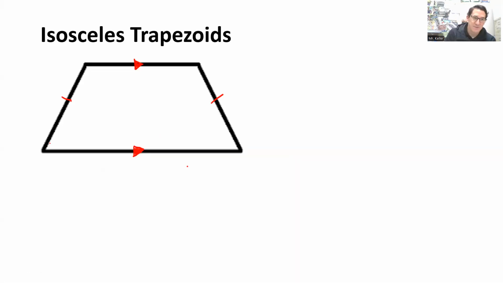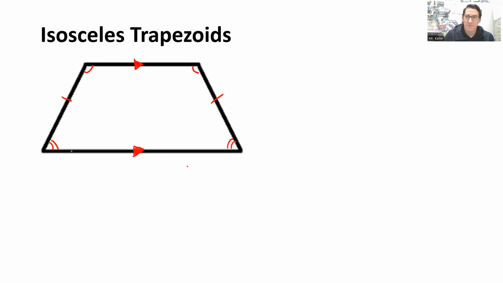The base angles, both sets of base angles are congruent. So this angle down here is congruent to this angle down here. And then this angle up here is congruent to this angle up here. So similar to a parallelogram, except they are on the same base. In a parallelogram, opposite angles are congruent. Here, they're next to each other. And then the two base angles will be supplementary. So this angle plus this one down here will add up to 180.